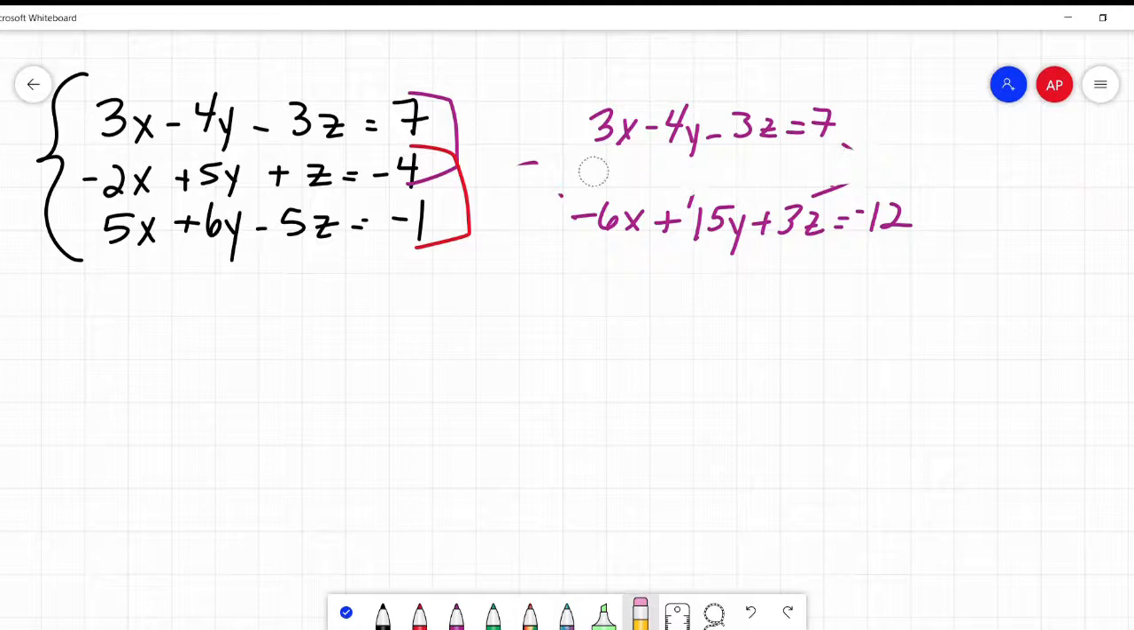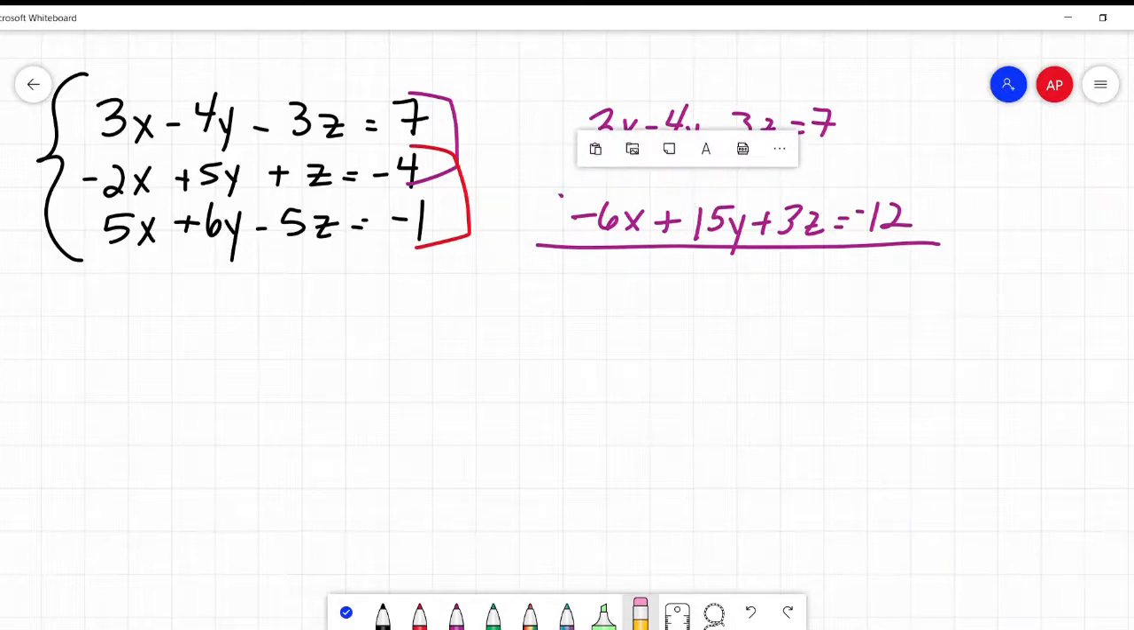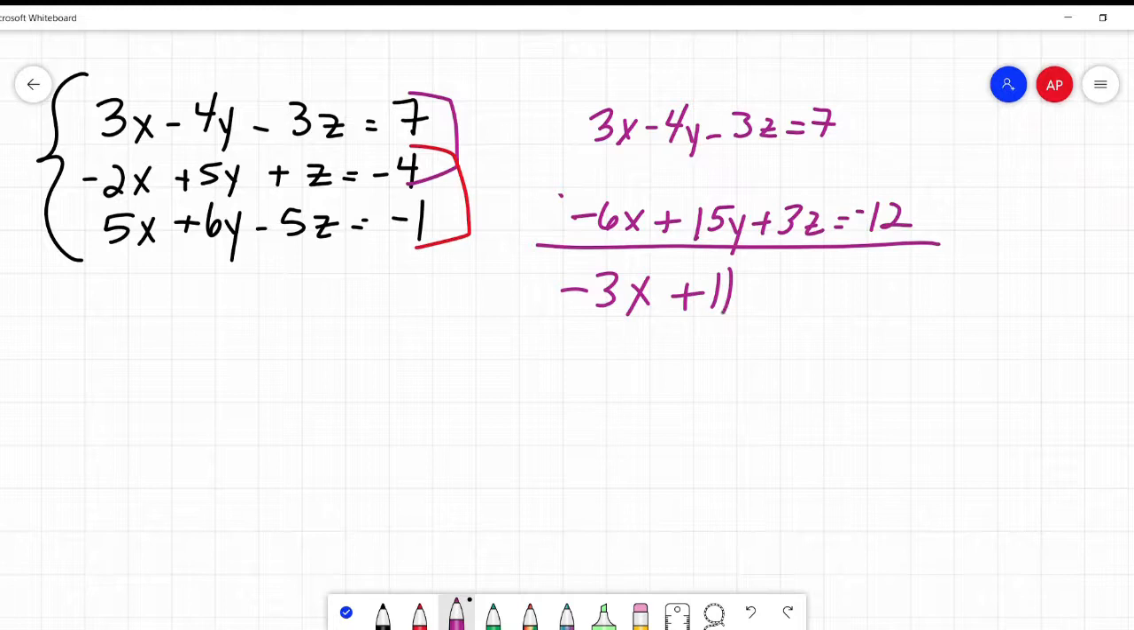equations, and I'm going to add them together. It's a little sloppy, sorry. Okay, so I'm going to add them together. 3x and negative 6x is negative 3x. Negative 4y and 15y is 11y. My z's cancel out. And 7 plus negative 12 is negative 5. All right, there's my first one.